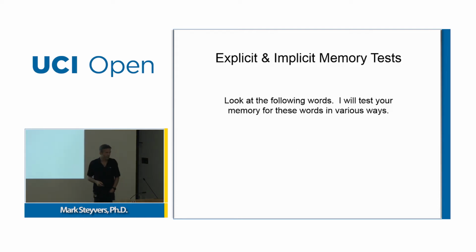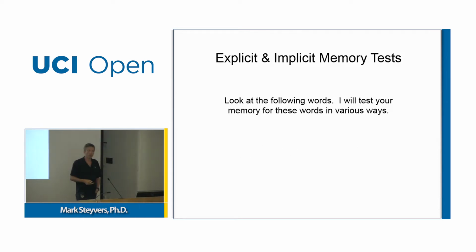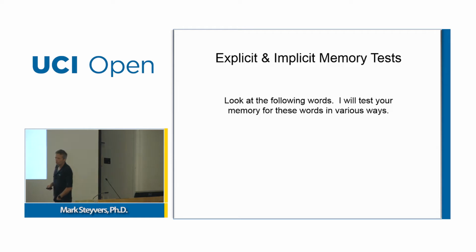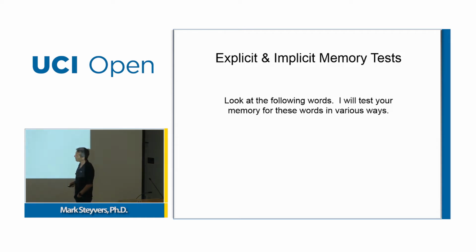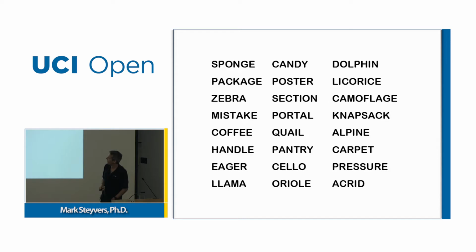So let's do a little test to make this distinction between explicit memory and implicit memory. I'm going to show you some words for about 20 or 30 seconds or so. So study these words for an informal memory test later. So here we go. So I read these words.